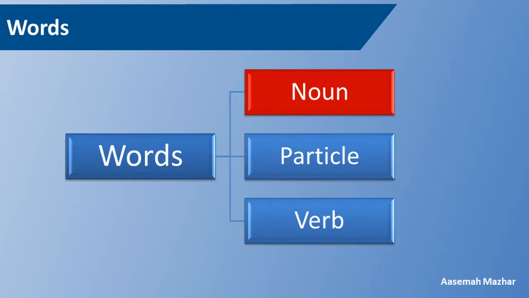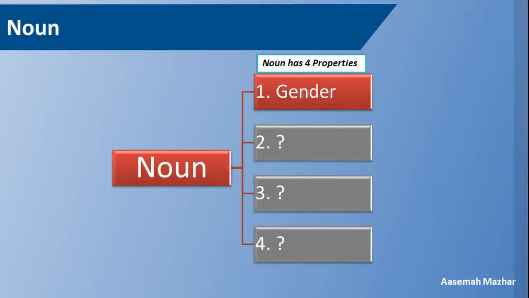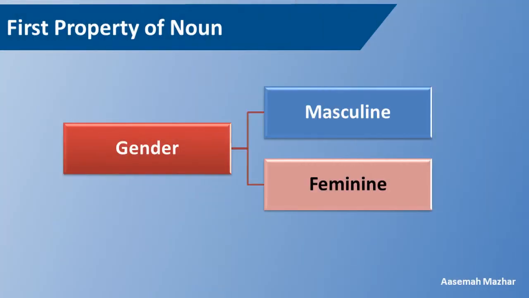As we progress in our learning, we'll discover different types of nouns. To understand ism, we have to learn its properties. So ism has 4 properties. Its first property is called gender, which in Arabic is called jins. In Arabic language, everything has a gender. So ism is either masculine or feminine. The default gender of an ism is masculine.